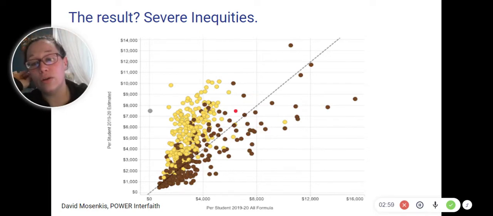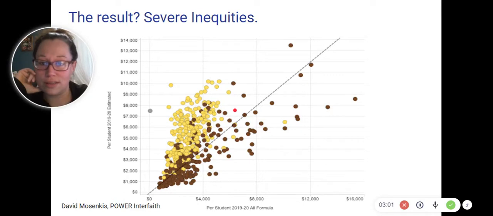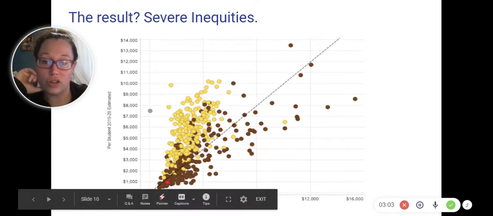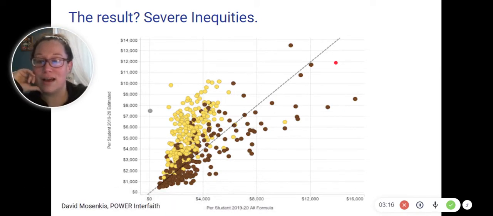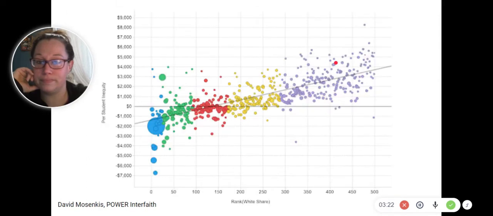So we can see, though, that of the least white districts, most of them are under the line. The vast majority of districts who are under this line are more racially diverse school districts. Okay, so right off the bat, you see that this doesn't have random effects, racially speaking. It has disproportionately racially inequitable effects.